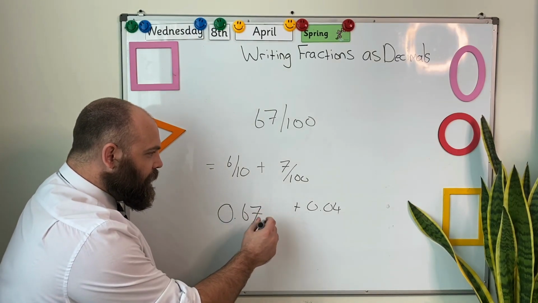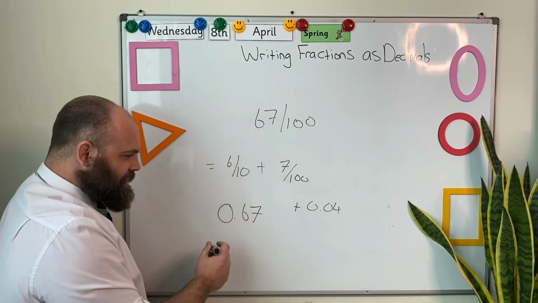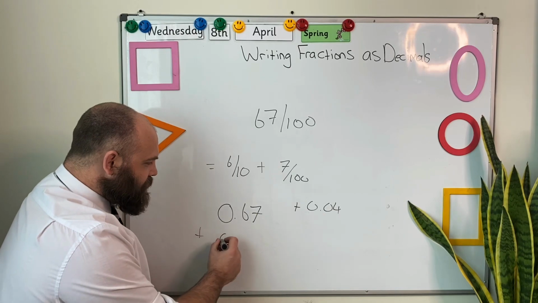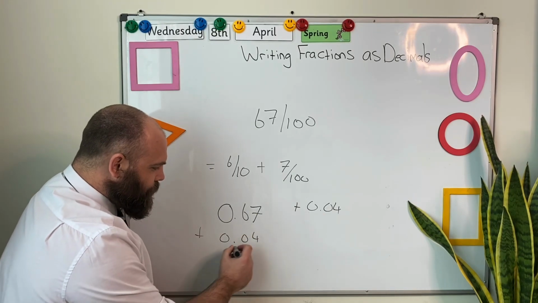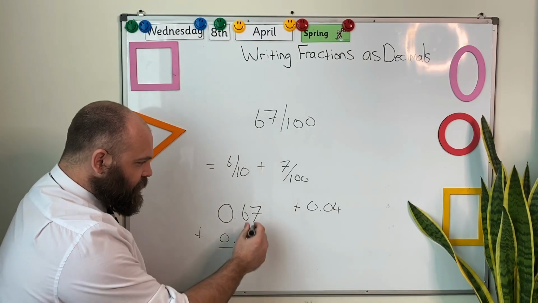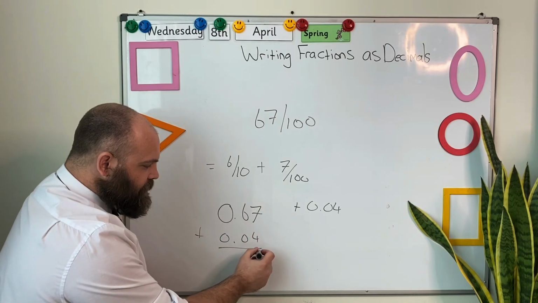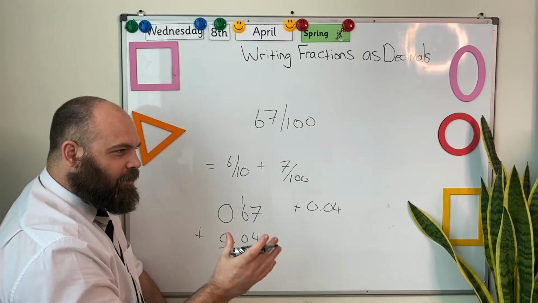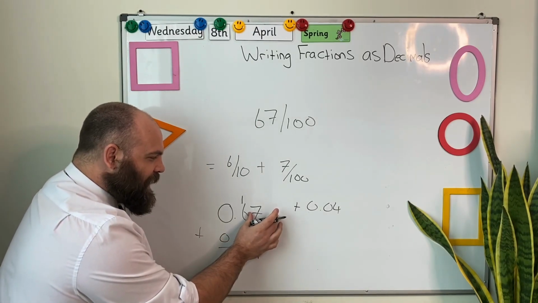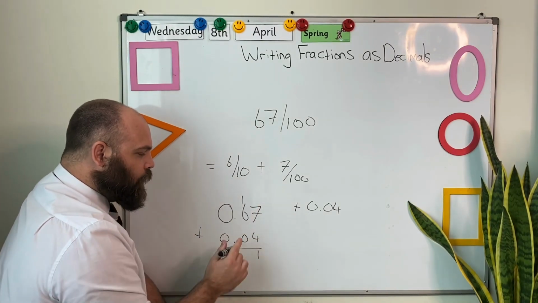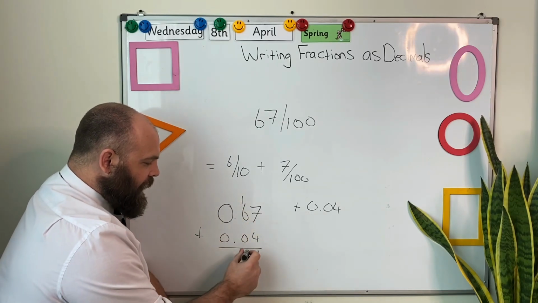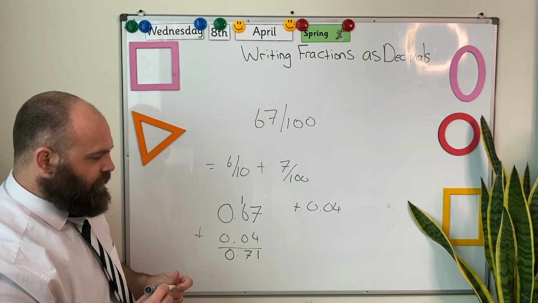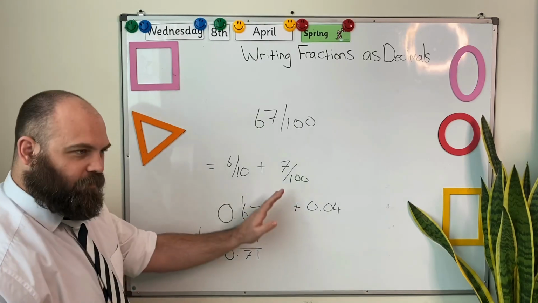So it works exactly the same as our addition did in the past. If I add 0.04, 4 hundredths, 7 plus 4 is 11, and I would carry this extra. From here I have 10 hundredths, which gives me 1/10. Okay, and I end up with this as my final answer. Now, this isn't super important for at the moment.